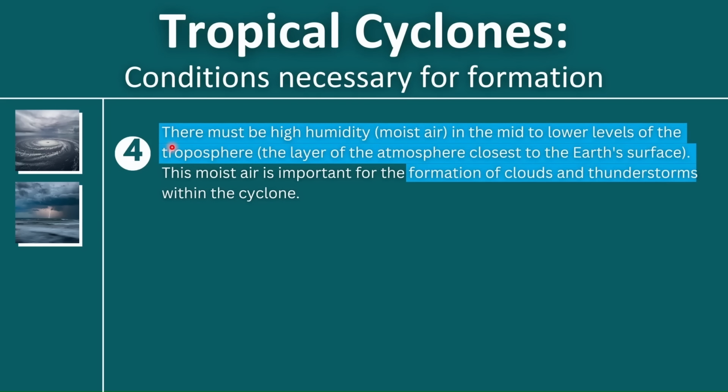Number 4, there must be high humidity, which is moisture in the air, in the mid to lower levels of the troposphere. This is the layer of the atmosphere that is closest to the Earth's surface. This moist air is important for the formation of clouds and thunderstorms within the cyclone.